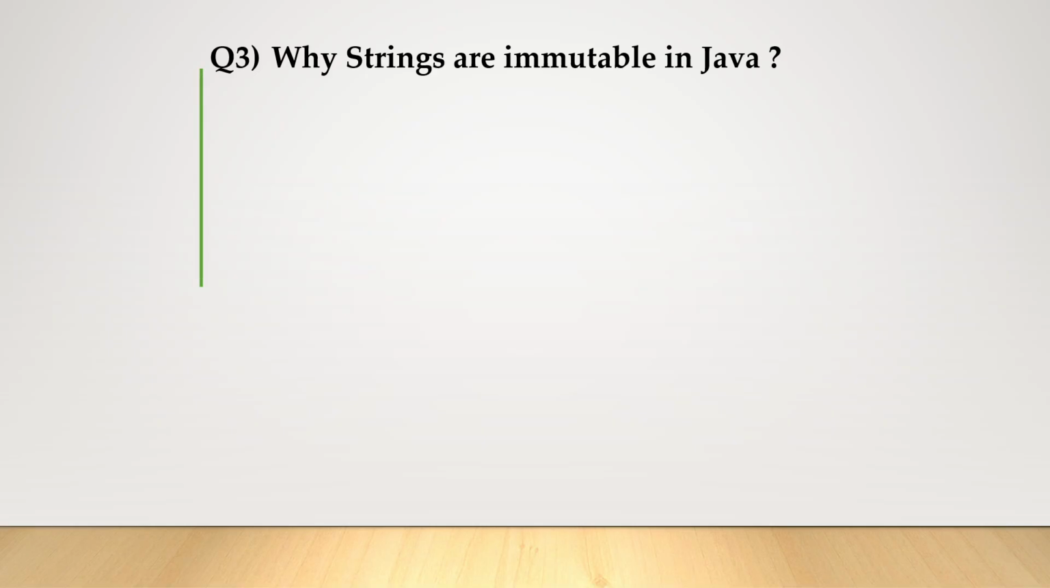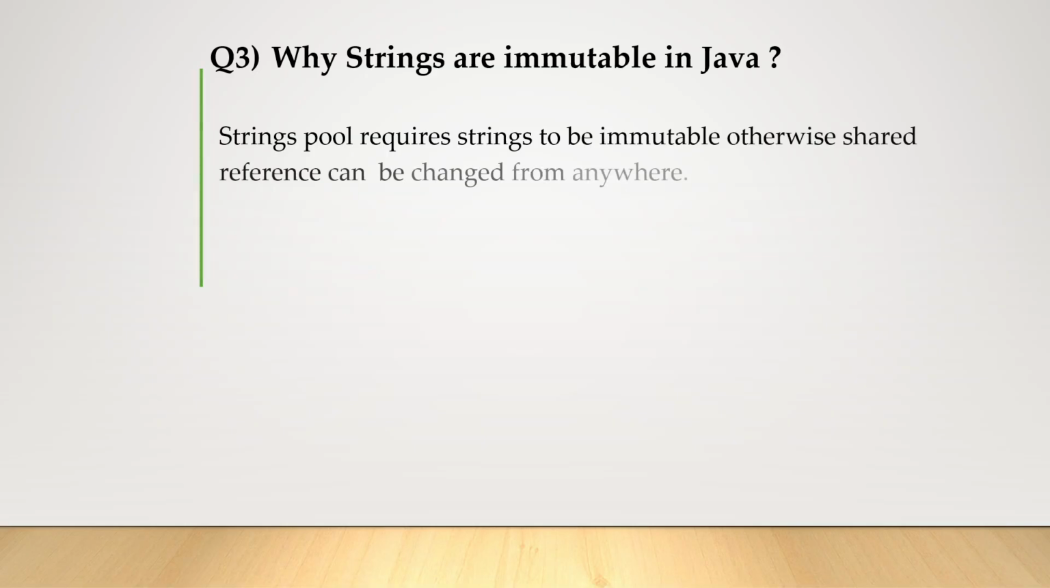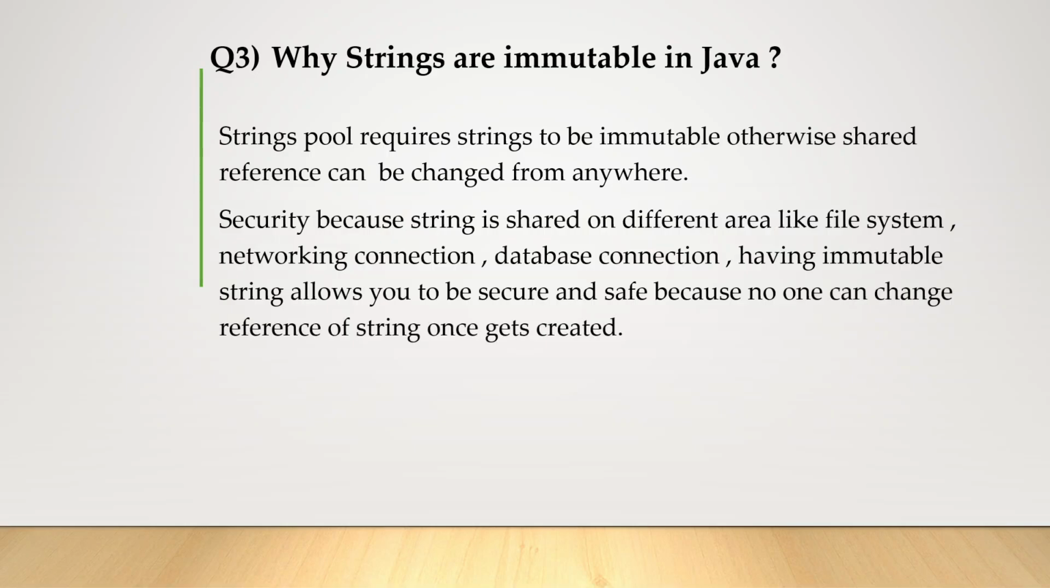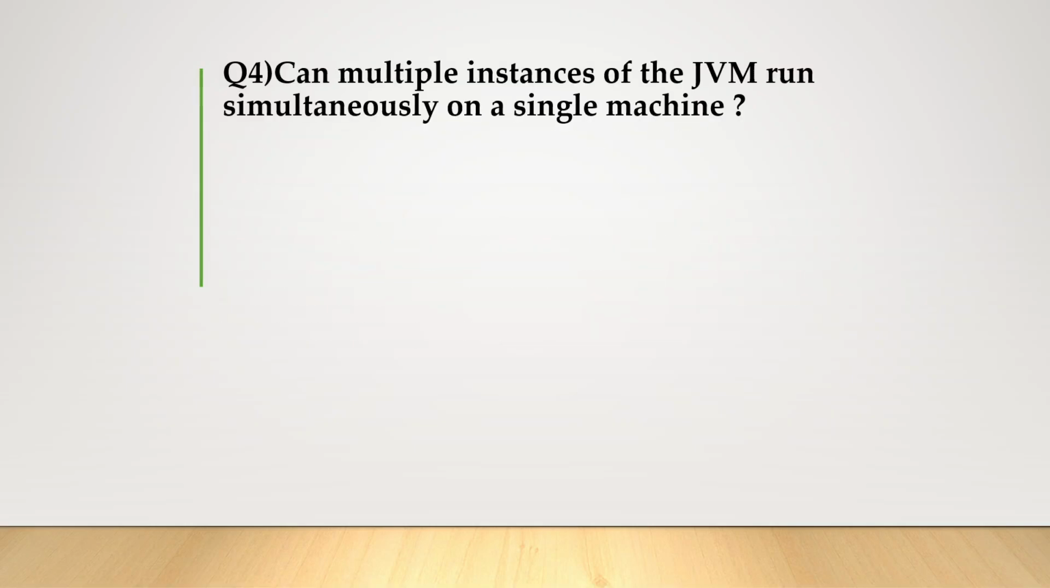Third question is why are strings immutable in Java? String pool requires the string to be immutable, otherwise shared references can be changed from anywhere. Security, because strings are shared across different areas like the file system, network connections, and database connections. Having immutable strings keeps you secure and safe because no one can change the reference of the strings once created.